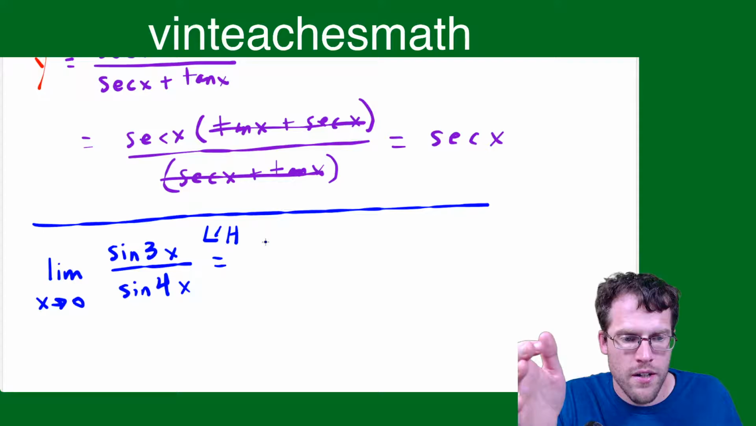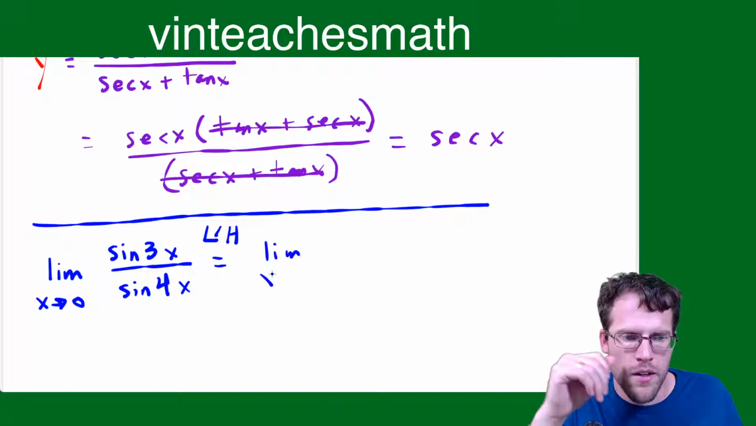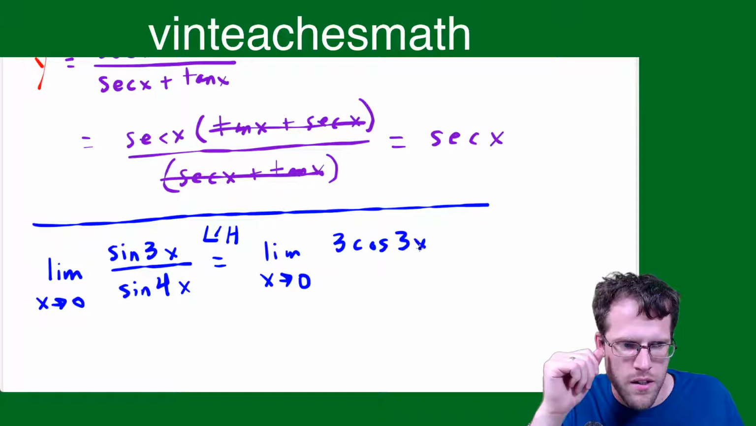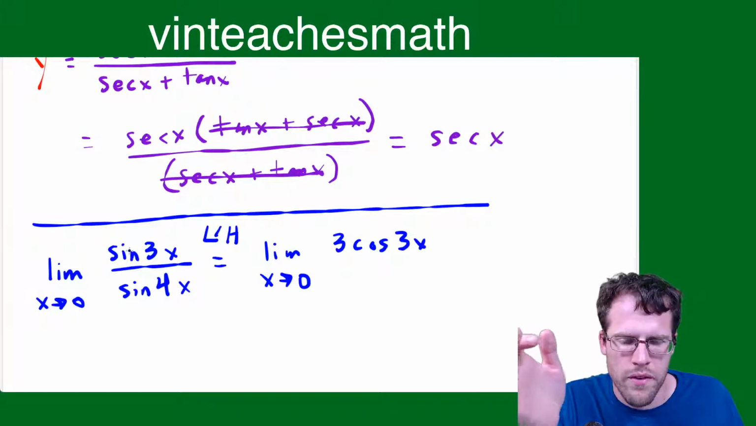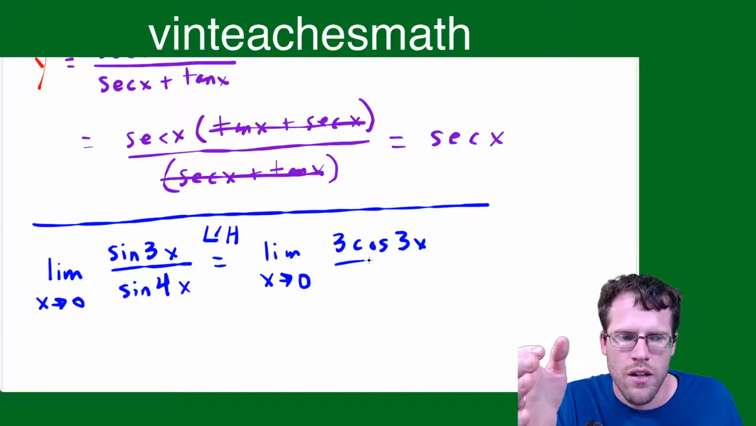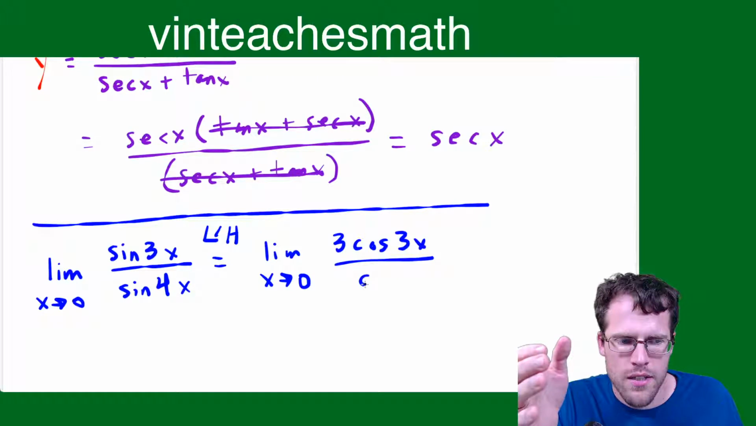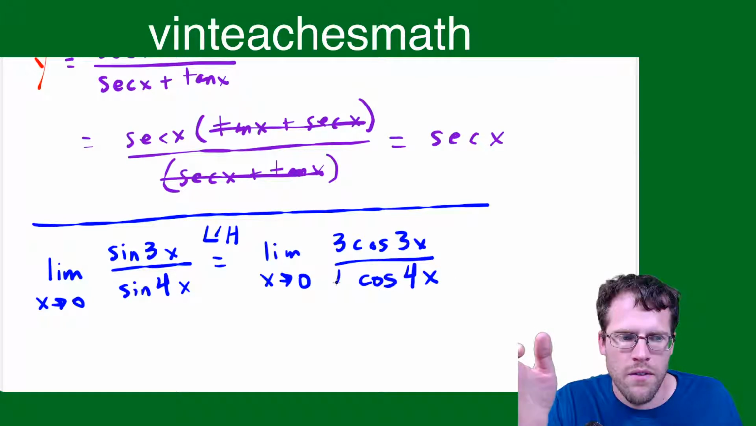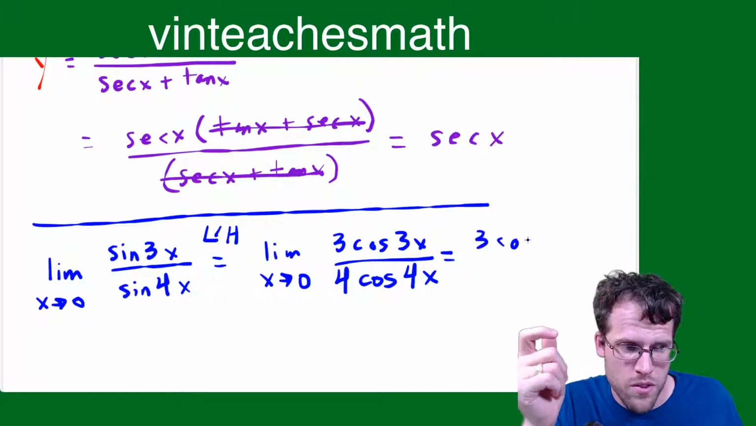So that means you could use L'Hopital's rule. And using L'Hopital's rule, you're going to get the limit as x approaches 0 of 3 cosine 3x. All right, because you're using the chain rule to take the derivative. Derivative of sine is cosine. Keep the inside 3x times the derivative of 3x is 3 over derivative of sine is cosine. Keep the inside as 4x times the derivative of the inside is 4. And now when you plug in 0, you have 3 cosine of 0 over 4 cosine of 0.